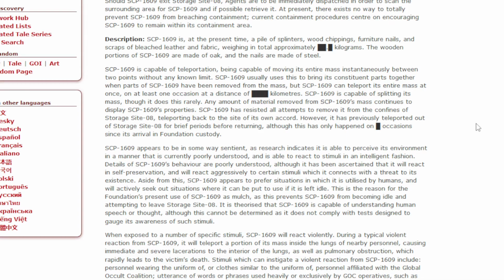1609 is capable of splitting its mass though it does so rarely. Any amount of material removed from its mass continues to display its properties, and it has resisted all attempts to remove it from the confines of its site, teleporting back to its site of its own accord. However, it has previously teleported out of the storage site for periods before returning, although this has only happened on a few occasions since its arrival in the Foundation's custody.